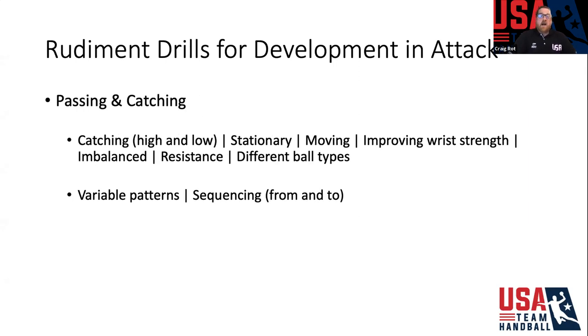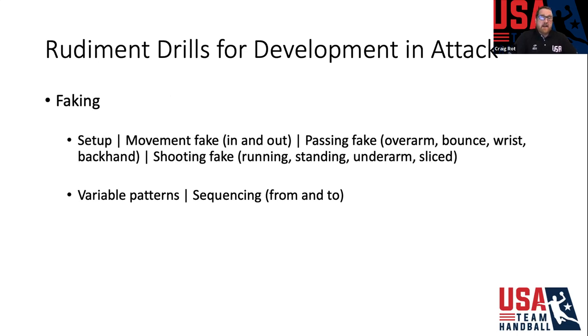Passing and catching: catching high, catching low, stationary, moving, improving wrist strength, imbalance, resistance, different ball types, variable patterns again, sequencing from and to. Faking: setup, movement fake, in and out. Remember, ins to hand, outs, or ins to strong, outs to weak. Passing fakes: overarm, bounce, wrist, backhand. Shooting fakes, running, all of these fakes can be isolated. You can work on your running shot fake in isolation, just doing this and working on it.